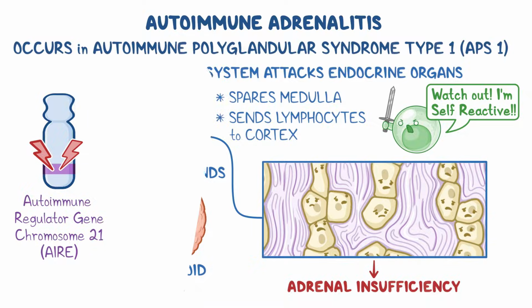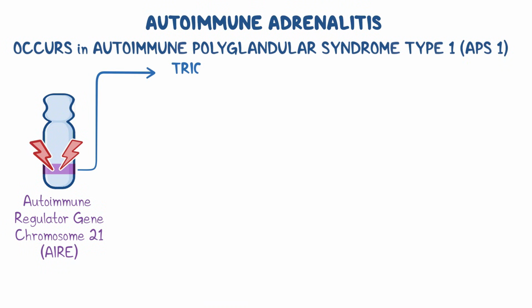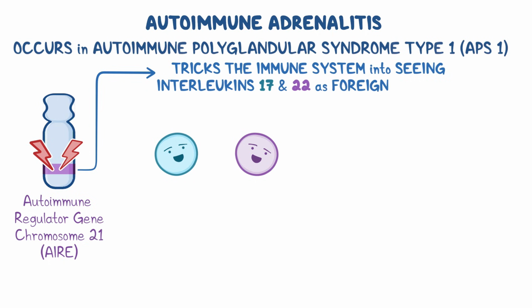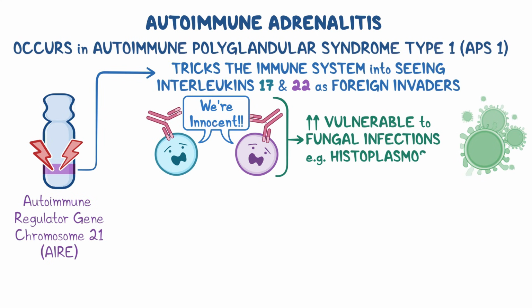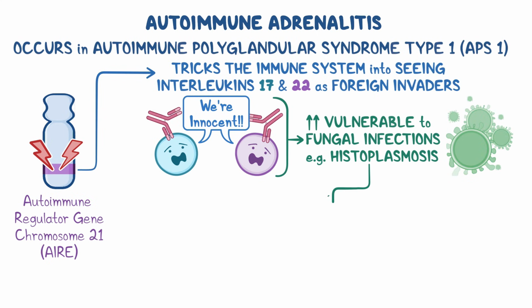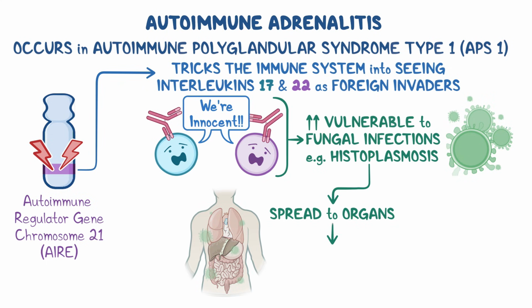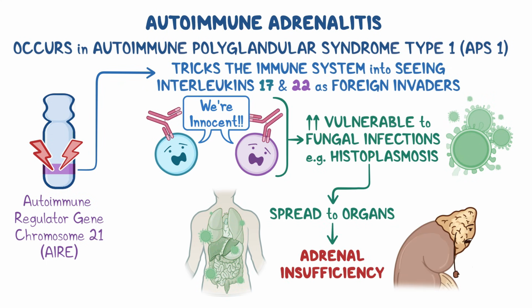At the same time, a mutation in the AIRE gene tricks the immune system into seeing interleukins 17 and 22 as foreign invaders, leading it to produce autoantibodies that block them. Without these interleukins, which are crucial in fighting fungal infections, the body becomes more vulnerable to fungal infections like histoplasmosis. In severe cases, the fungus can spread to various organs, including the adrenal glands, potentially leading to adrenal insufficiency.